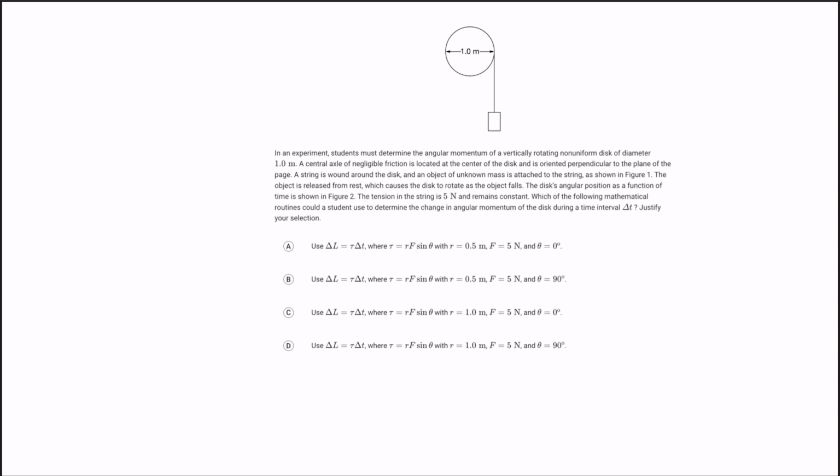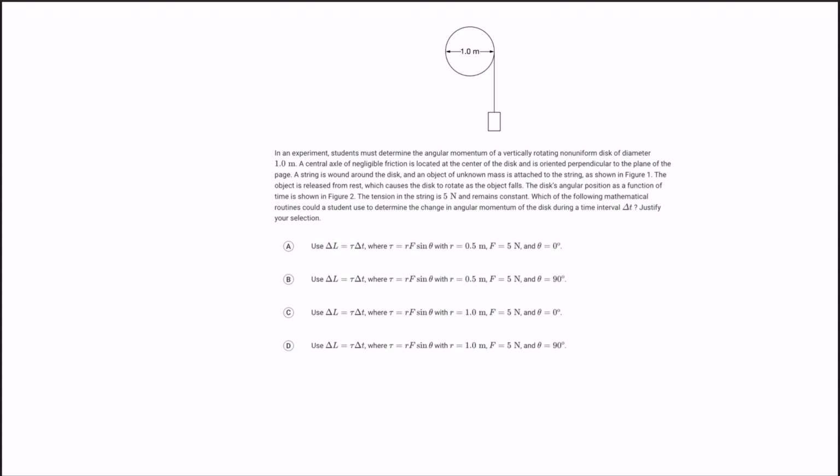A string is wound around the disk, and an object of unknown mass is attached to the string, as shown in figure 1. The object is released from rest, which causes the disk to rotate as the object falls. The disk's angular position as a function of time is shown in figure 2. Well, there's no figure 2. All right, whatever. That's fine. Let's see if we can answer it anyway. The tension in the string is 5 newtons and remains constant.